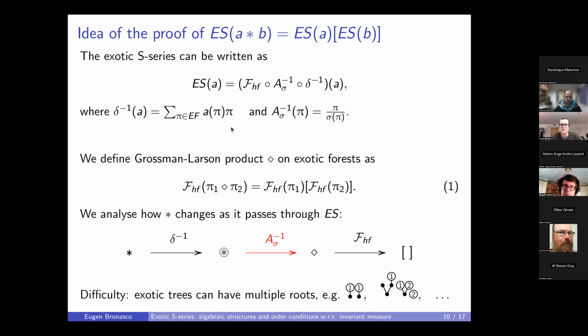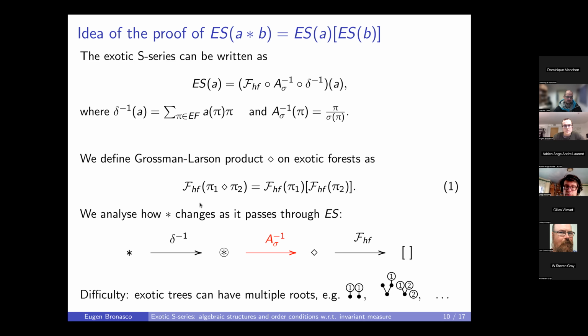Next, we define a Grossman-Larson product, denoted by diamond. And we define it on exotic forests by using the fact that the map F subscript HF is injective. So we say that this Grossman-Larson product corresponds to the product of differential operators. Our original definition of Grossman-Larson is purely combinatorial, but for the sake of this presentation, I use this definition because this is the property that we are going to use. And now, to actually prove the statement of the theorem, the composition law, we have to show that the map ES maps the convolution product to the product of differential operators.